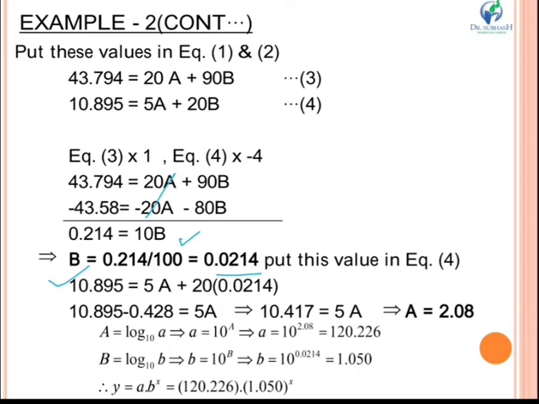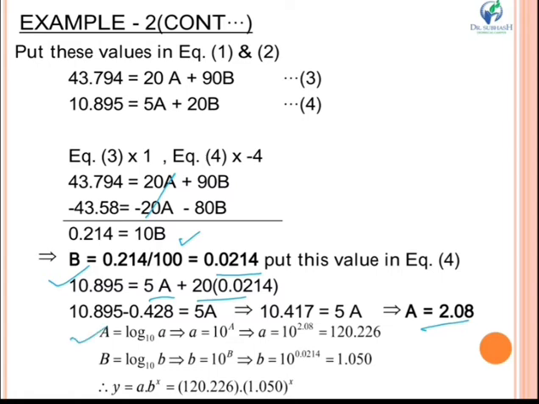So I get 0.895 equal to 5A plus 20 into 0.0214. On simplifying these values, I get my answer of capital A as 2.08. But these are the values of capital A and capital B. We require here the values of small a and small b. So for this we have to take 10 raised to capital A and 10 raised to capital B.